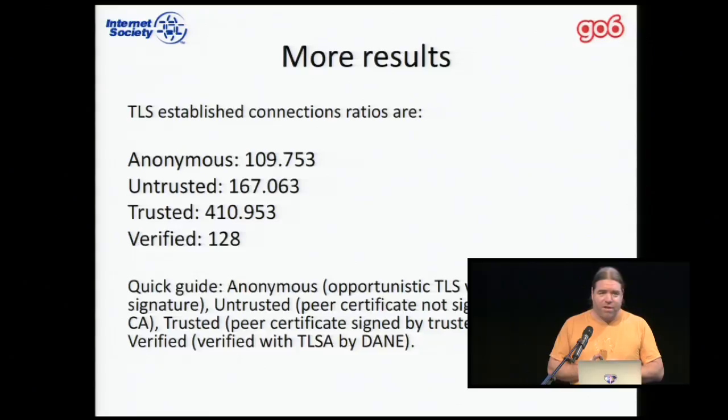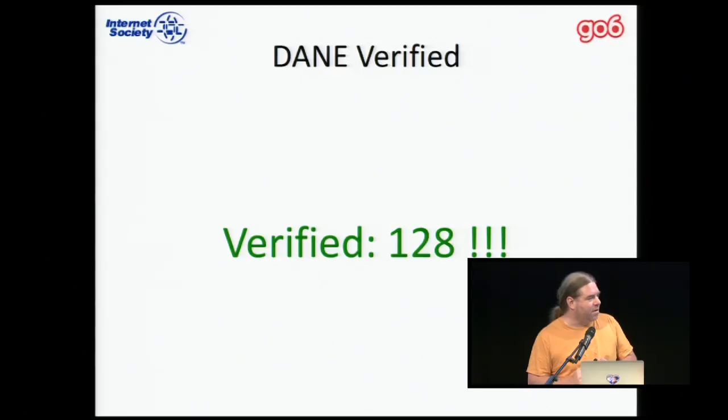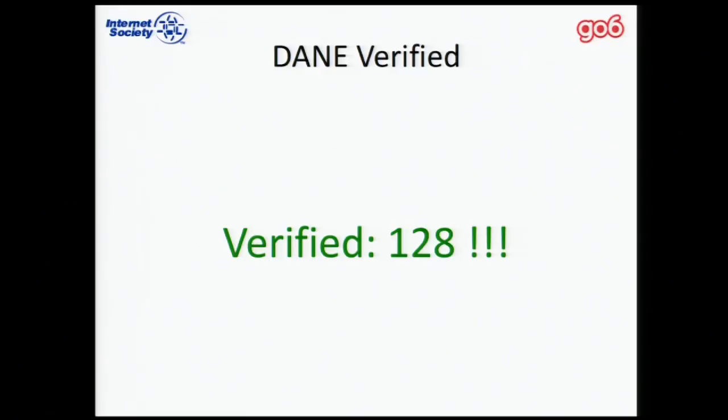The connections that were established with TLS: anonymous 109,000, untrusted 167,000, trusted 410,000, and verified 128,000. What does it mean, verified? It means DANE verified. Yippee! So out of 1 million domains, I'm not alone on the internet. Yay! People are using DANE. Well, 128 of them. But anyway, this is a much higher number than I ever expected. I expected 2, and both of them I knew. But okay.